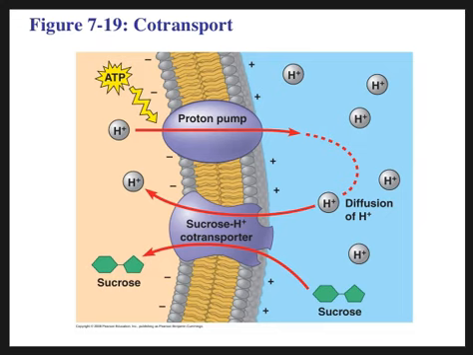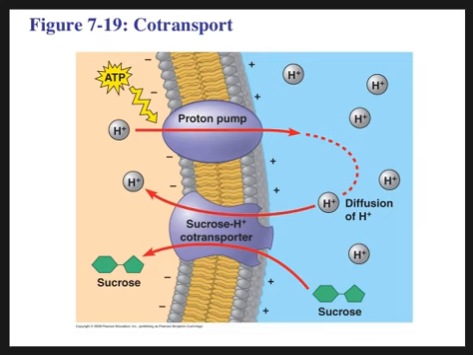So I need to get sucrose into the cell. But I don't have a simple carrier protein. I don't have a simple channel protein that's going to let sucrose through. It just doesn't exist. I need another way to do it. And the way I can do it is with that protein there labeled the co-transporter. When that co-transporter binds a hydrogen and a sucrose, it will move both of them into the cell.